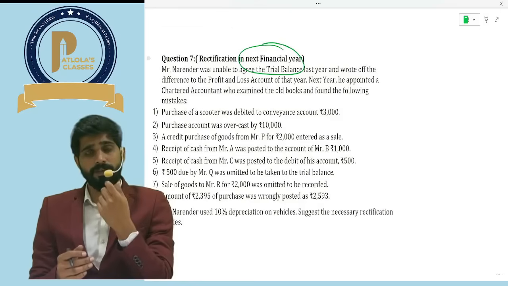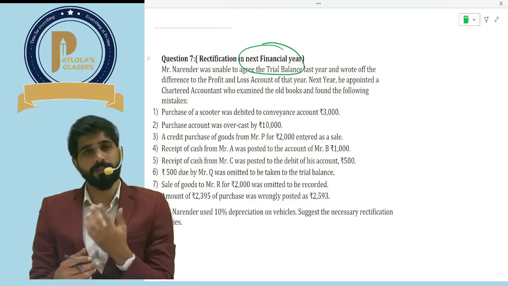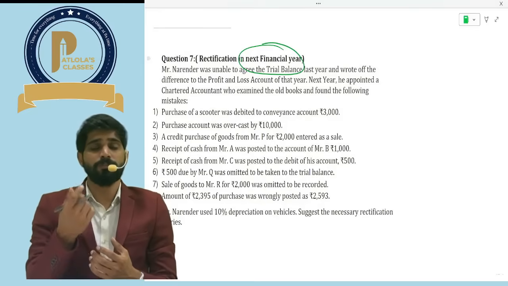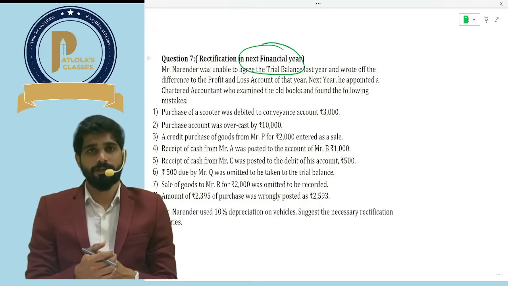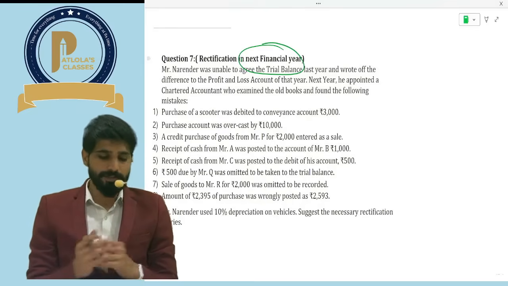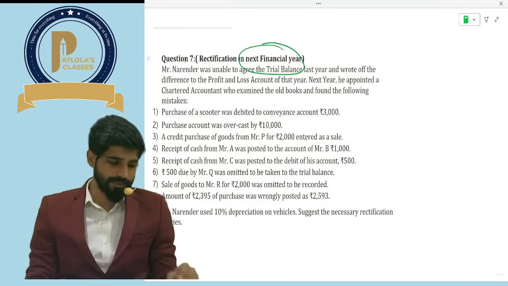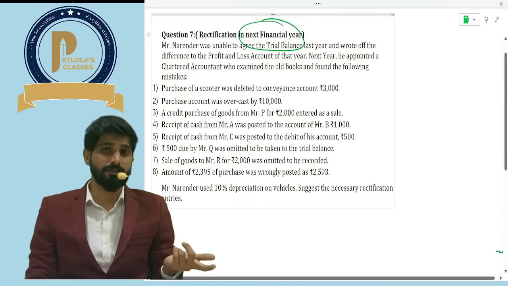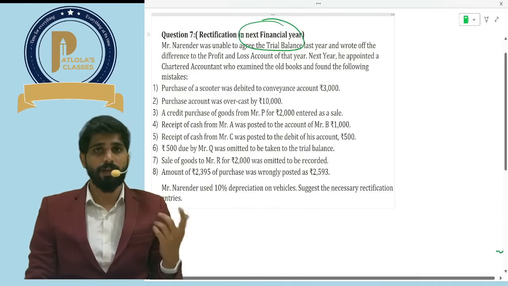So wherever there are nominal accounts, something like purchases, sale returns, purchase returns, all this, you have to use the word P&L adjustment account. It is that simple. Everything else remains same. Okay, let us get started. Narendra was unable to agree the trial balance last year. Means the mistakes are not identified in the last year.